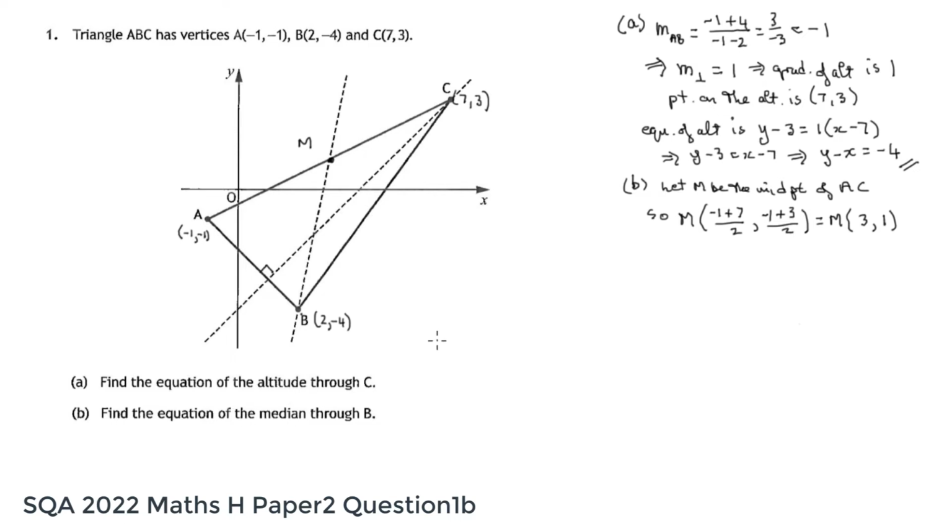Now, can we work out the gradient of that median? Yes, we can, because we now know 2 points on that line. So the gradient of the line joining B to M, and again we use our Y difference over the X difference. So let's try 1 minus the -4, that's 1 plus 4, that's the Y difference, over, and we started with this point, so we start with it again, 3 minus 2. So it's 5 over 1, which is just 5.